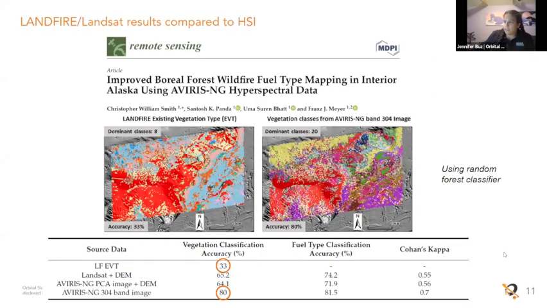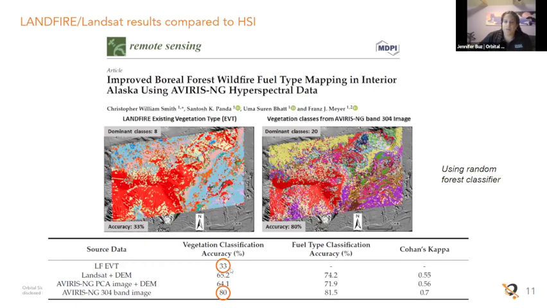So just some recent work I wanted to highlight. This is done outside of Orbital Sidekick. Here's just an example of using Landsat imagery, a classification of different tree types in boreal Alaska, and then also using hyperspectral imagery. And so this team went to this forest in boreal Alaska and did some ground truthing, and found that this state-of-the-art product called Landfire, which uses Landsat imagery, had about 33% accuracy for vegetation classification.